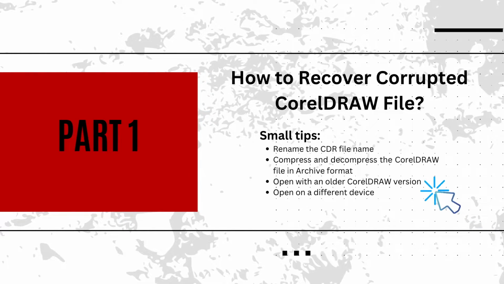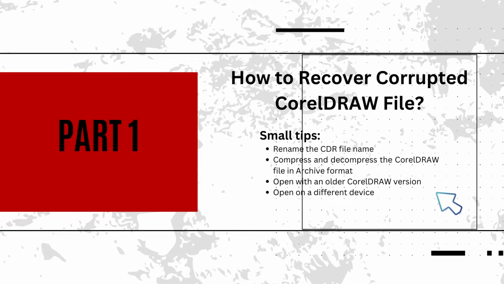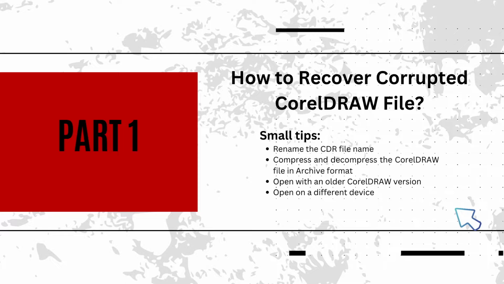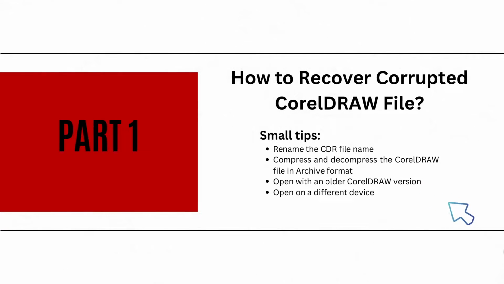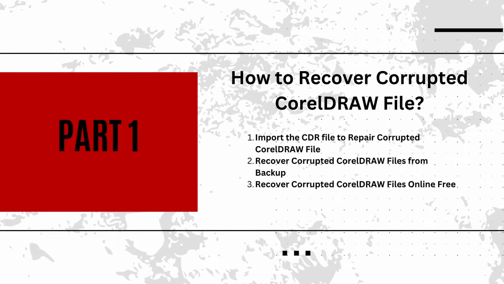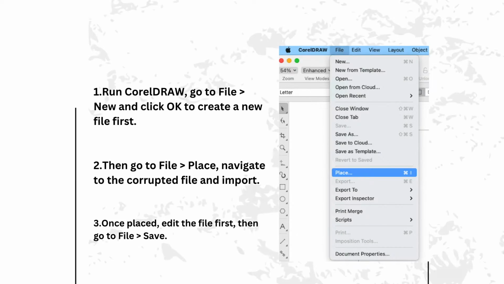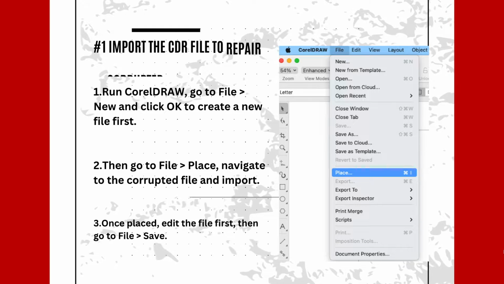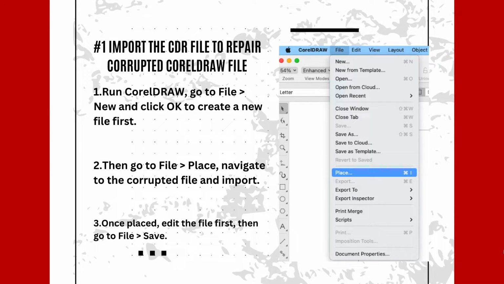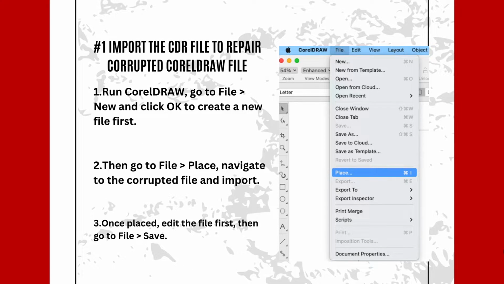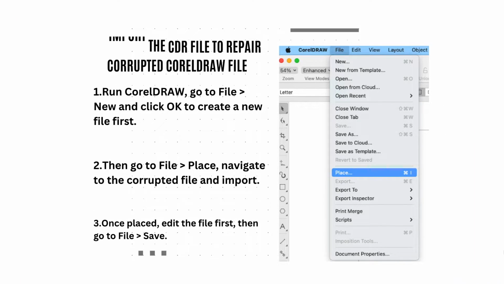Failing to open a CorelDRAW file can be very frustrating. There are some small tips you can try before taking advanced techniques. If these tips don't work, there are three ways to recover a corrupted CorelDRAW file. Instead of directly opening the file with CorelDRAW, we can create a new file, then import the contents. If the file can be placed, we will be able to recover the CDR file.